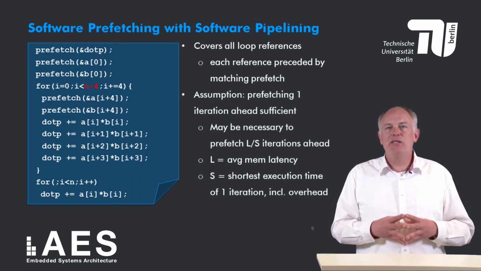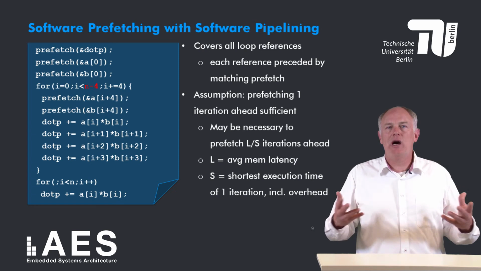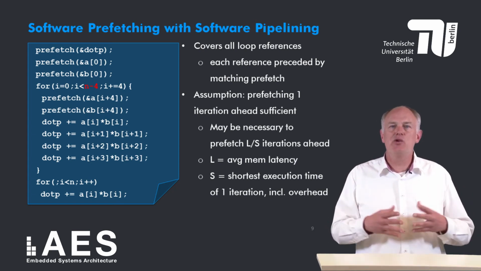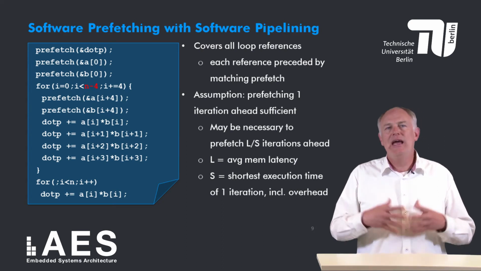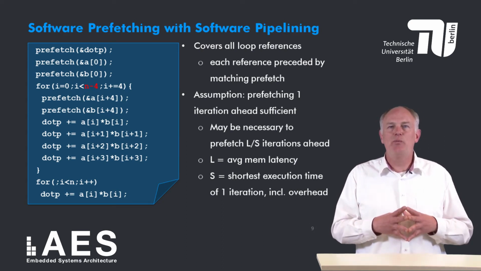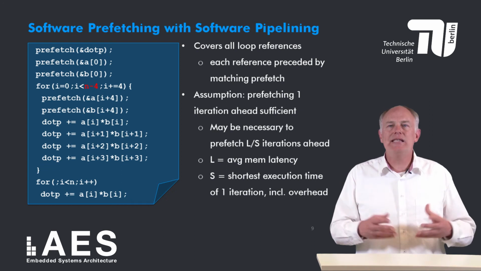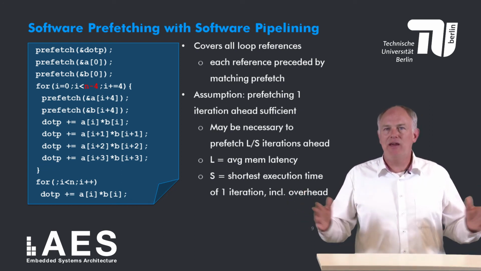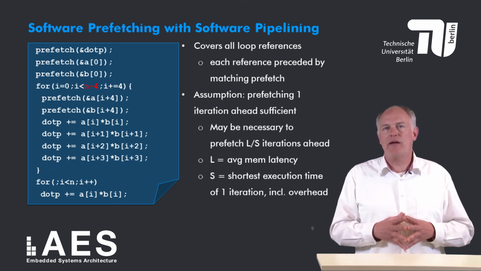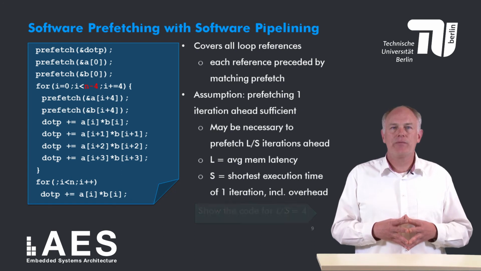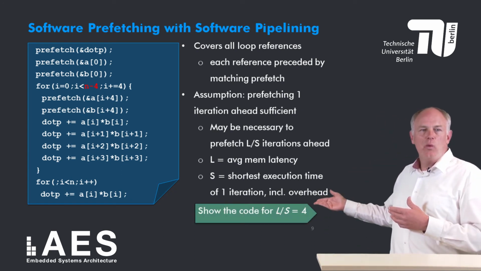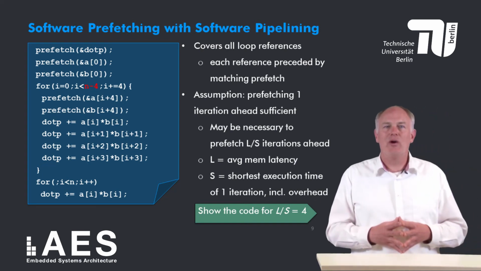In this, as well as the previous code versions, I assumed, however, that prefetching one iteration ahead is sufficient to hide the memory latency. In general, it may be necessary to prefetch L over S iterations ahead, where L is the average memory latency and S is the shortest execution time of one iteration, including the overhead. This makes a nice exercise. Show the code when L over S equals 4.